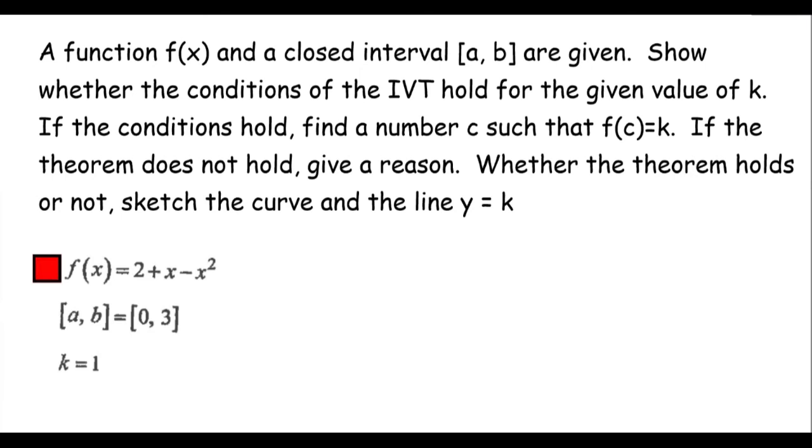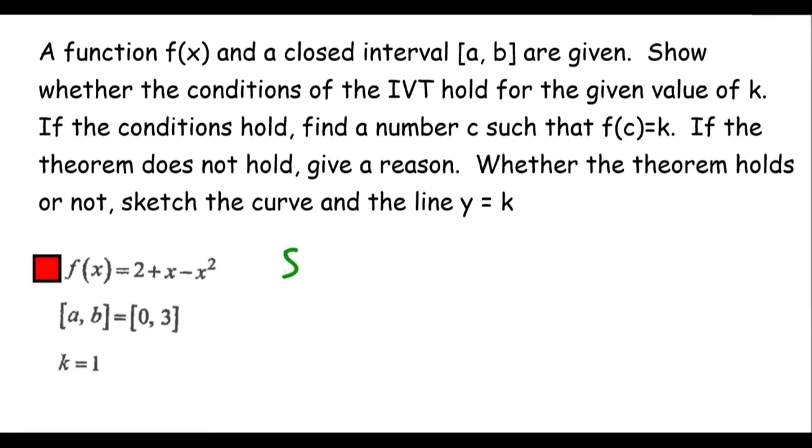Okay, so let's look at the first one. I'm looking at my function f of x. f of x is 2 plus x minus x squared. So first thing I do is prove that f of x is continuous on the given interval from 0 to 3. How can I prove that f of x is continuous? We just figure out what kind of equation it is. That's where all those different equations come in handy. So we know this is a polynomial.